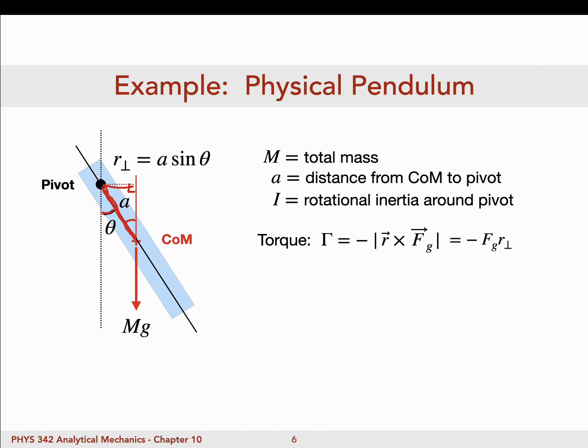So we can write the torque as just negative the force of gravity times that perpendicular distance. We plug in a sine theta for r perp, and then mg for the force of gravity with a negative sign out in front. And so that gives us the torque. We can now use Newton's second law that says that the torque is equal to the moment of inertia times the angular acceleration.